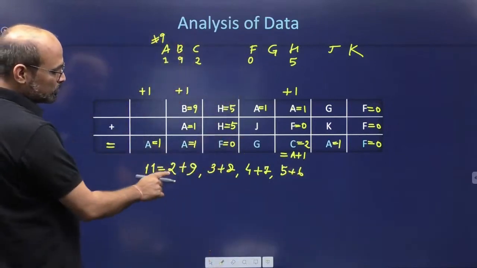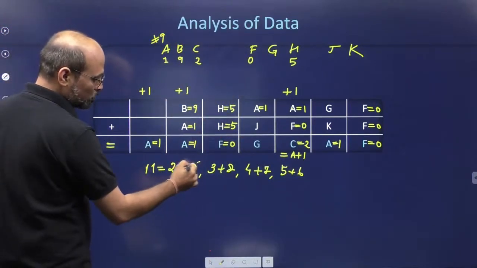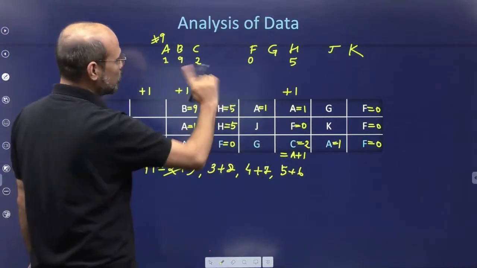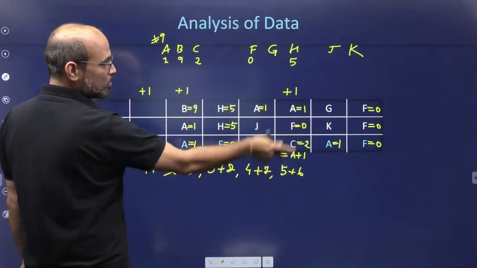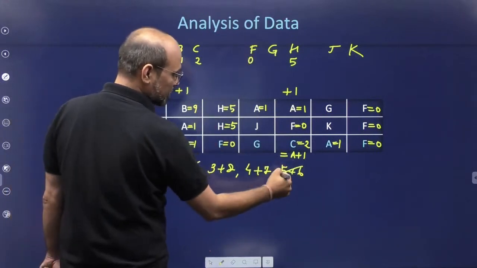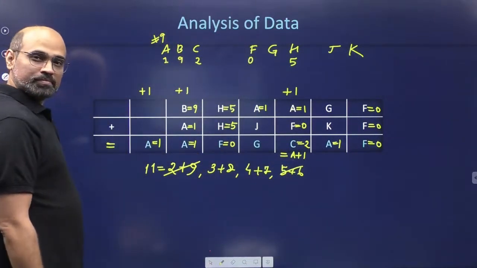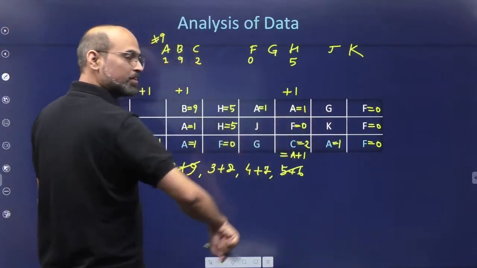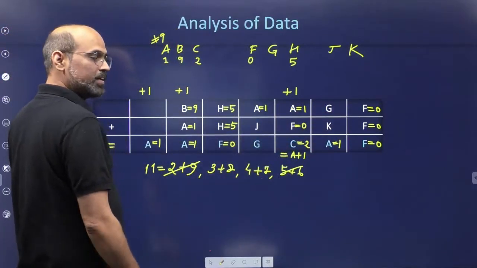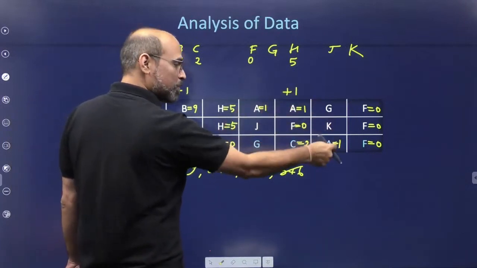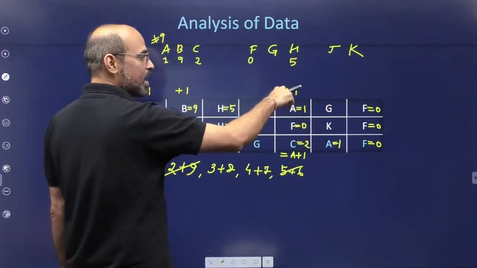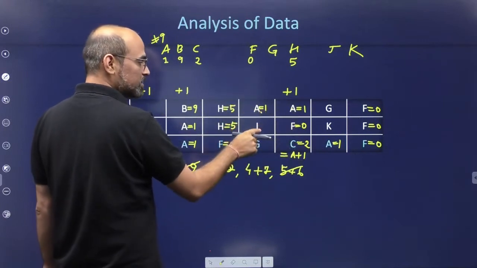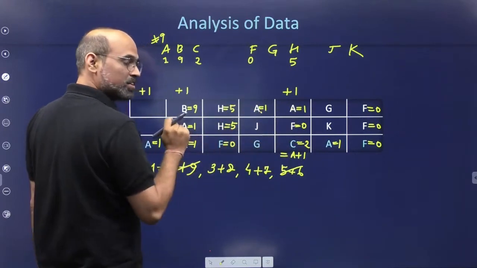Now, out of all of these, 2 is already taken. So, 2 plus 9 doesn't make sense. 3 and 8, neither of them are taken. 4 and 7 also have not been used. 5 is already taken, so we can't take that. So, these are the two possibilities, 3 plus 8 or 4 plus 7. Right? That will give us 11. 1 is there, there is a carry. And then 1 plus 1 gives us 2, there is no carry. Now, this is 1, this is J, and this is G.